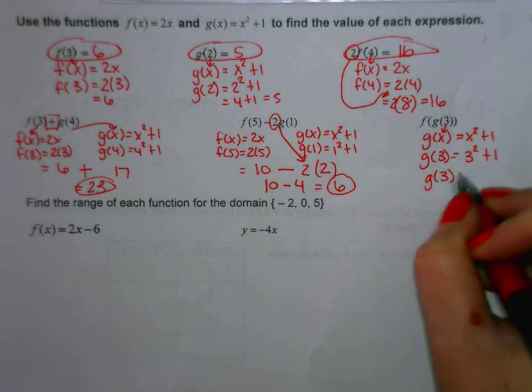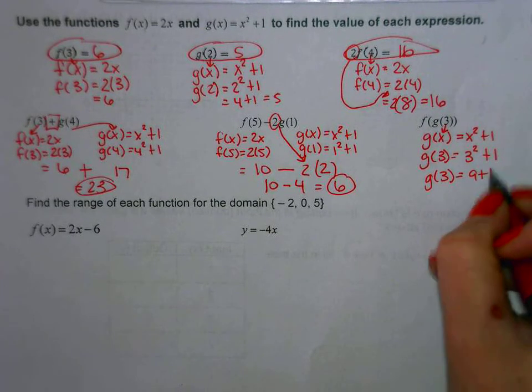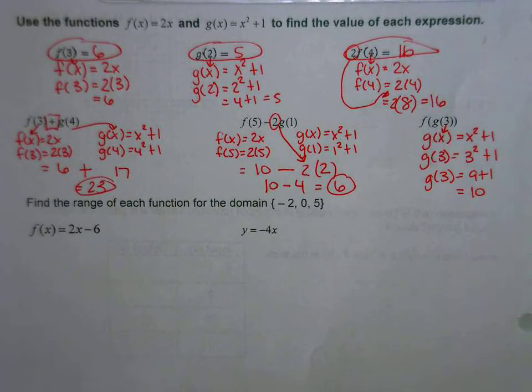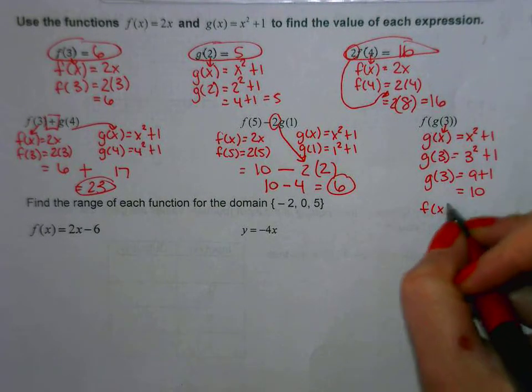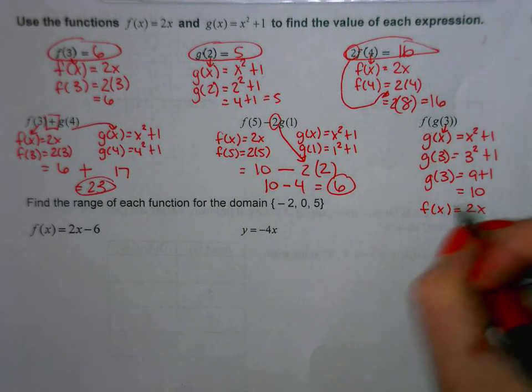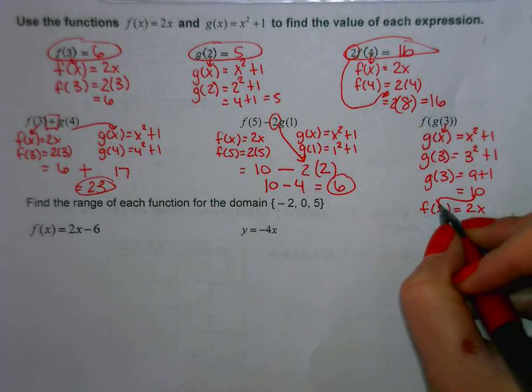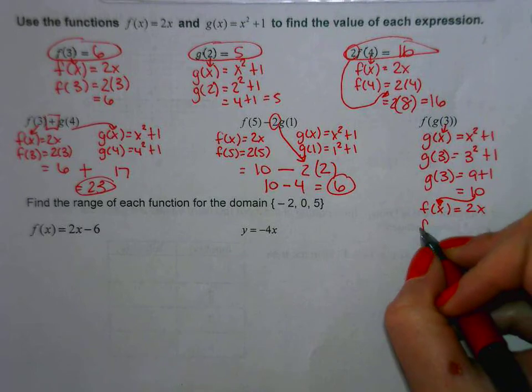So now that we did the inside, now we have to do f of x equals 2x. But we're going to take what we found for g of 3 and plug it in for x. So f of 10 equals 2 times 10. So our final answer is 20.